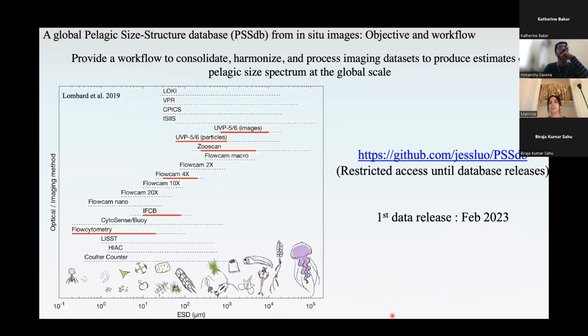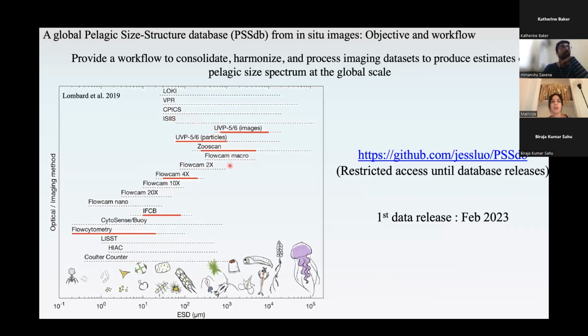So how did we decide to study and to build a pelagic size structure database? We are using a few imaging sensors. Here you have this publication by Fabien Lombard and colleagues in 2019 that shows that we now have a range of imaging devices that allows us to capture the broad size spectrum of pelagic organisms, from the small phytoplankton using the IFCB or imaging flow cytobot to larger organisms with the underwater vision profiler, as well as the in situ ichthyoplankton system.